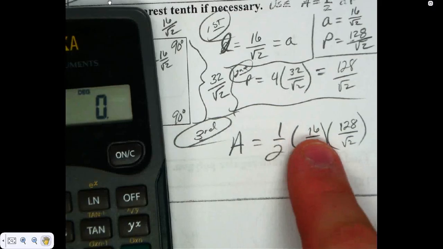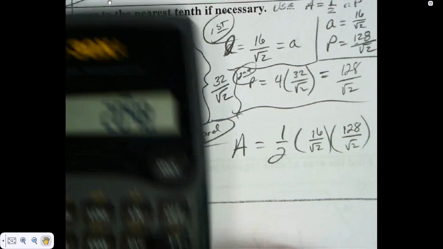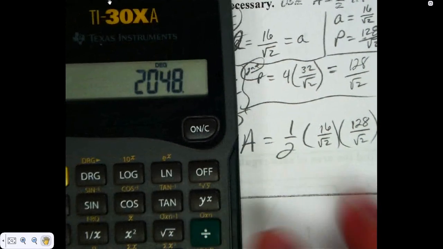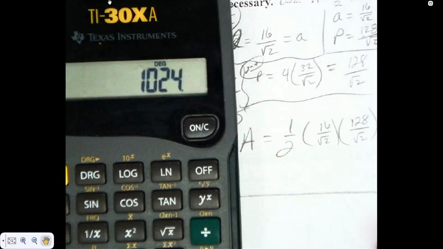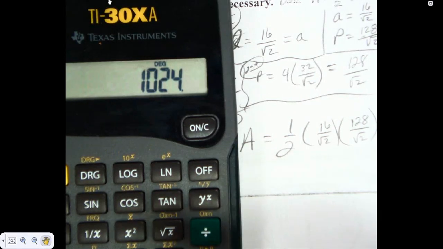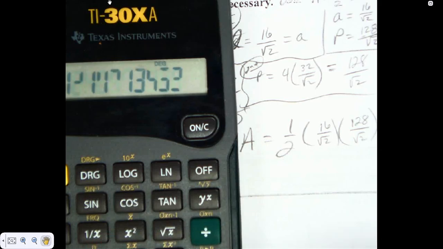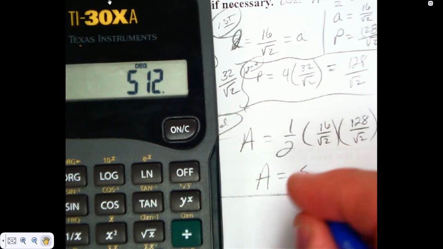on the top, you've got 1 times 16 times 128, right? So 16 times 128 equals that. Now divide that by what? 2 equals 1024. Now divide by square root of 2 equals that. Then divide by square root of 2 again equals. What's the answer? The area is equal to 512.